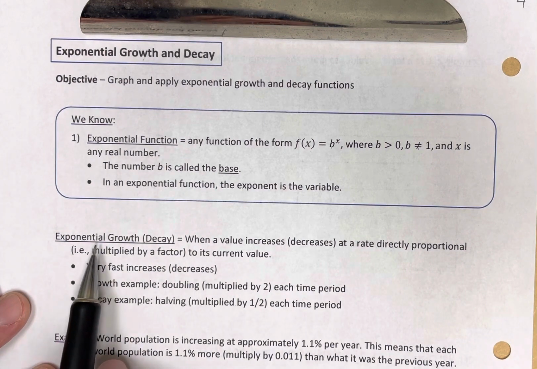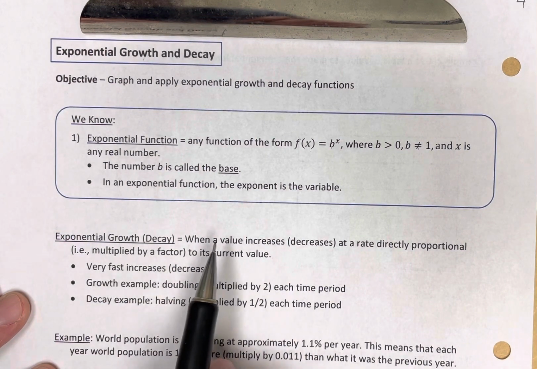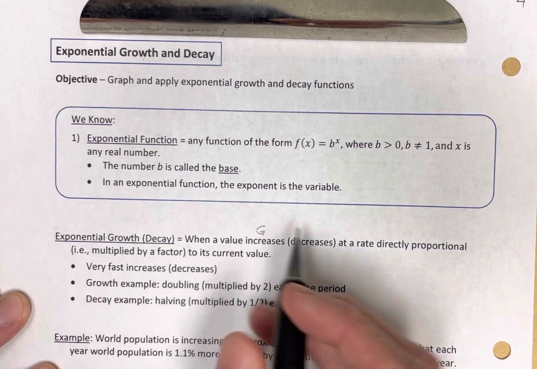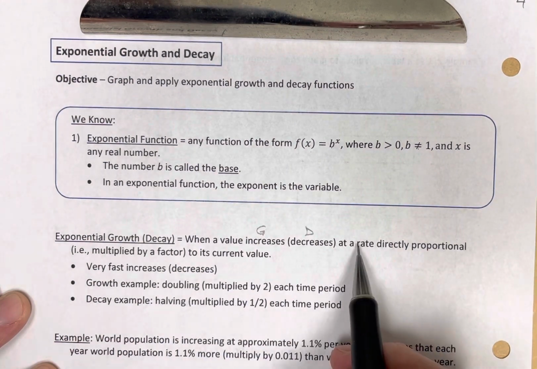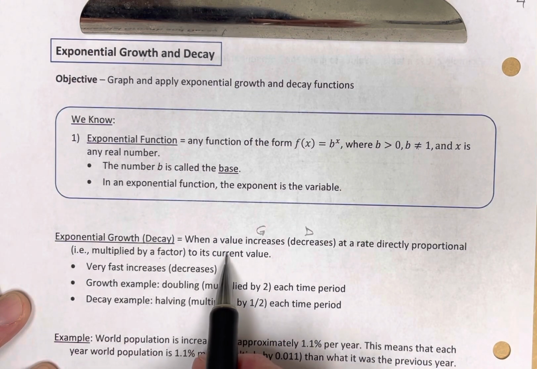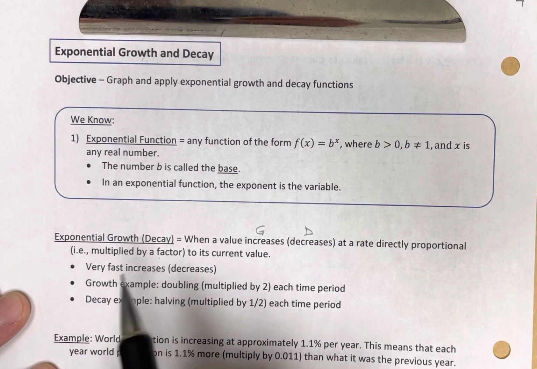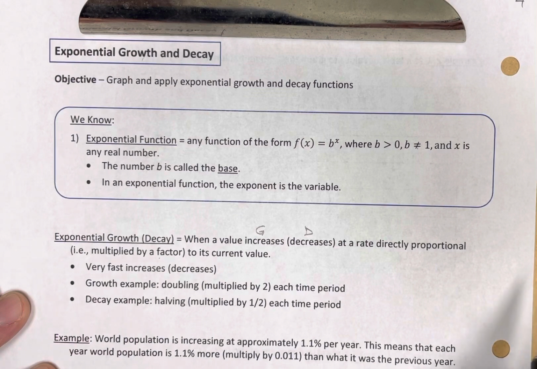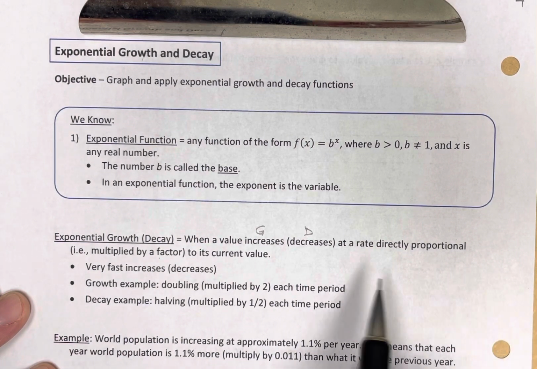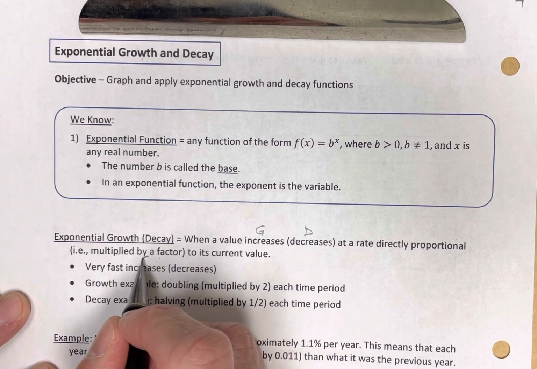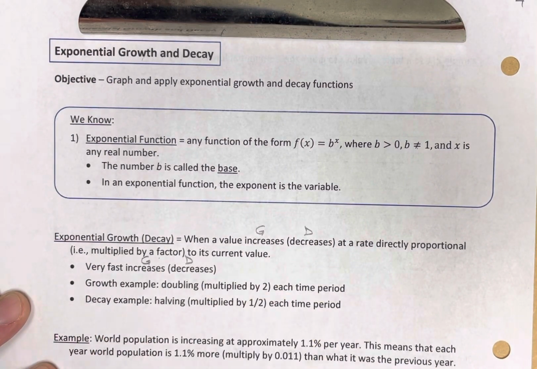Okay? So what is exponential growth or decay? When a value increases, growth, or decreases, decay, at a rate directly proportional. In other words, you're multiplying it by a factor to its current value. So we're multiplying by the same thing over and over again, or you could be dividing by it, but of course division is multiplication by the reciprocal, to get a new value. So very fast increases, that's growth, or decreases, that's decay.